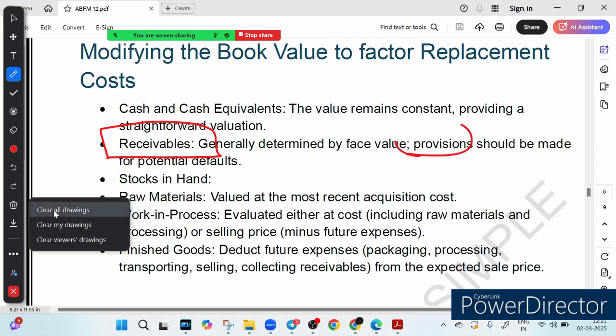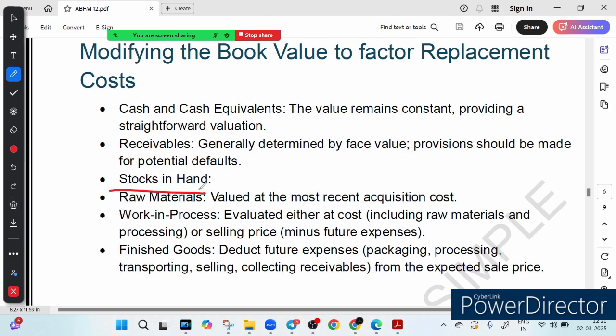That is the point. And if we talk about the inventory or stock in hand, this needs a special treatment. For raw material, it is valued at the latest purchase cost, meaning recent acquisition cost, what was the latest cost at which it was purchased. So that is how we have to factor it. Work in progress, WIP, means either a total cost or estimated selling price minus future expense, right? That is called WIP. And for finished goods, the future cost is deducted from the sales price.